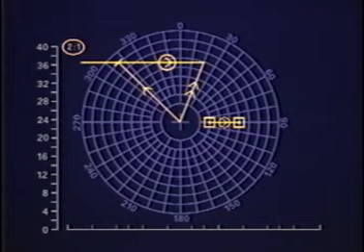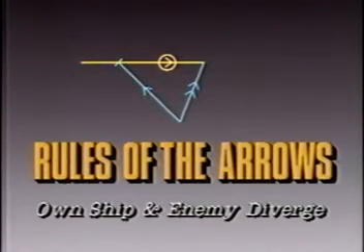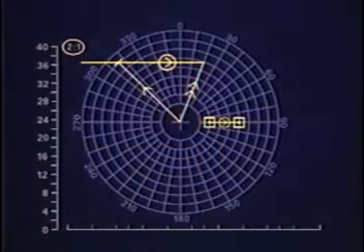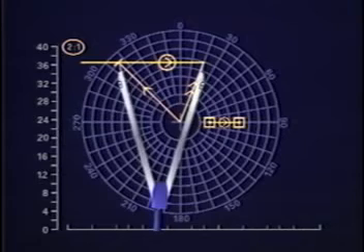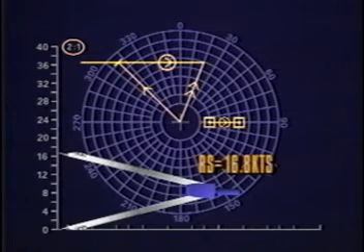To ensure the information has been plotted correctly, apply the following rule of the arrows. Own ship and enemy diverge. The course to steer in order to open on a steady bearing is 317. To calculate how long this maneuver is going to take, place your dividers at each point of the relative line on the speed triangle. This will give you a relative speed of 16.8 knots.